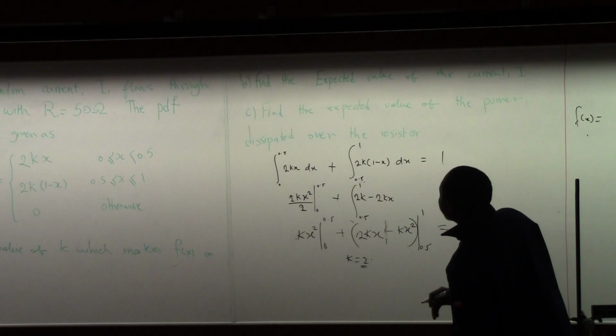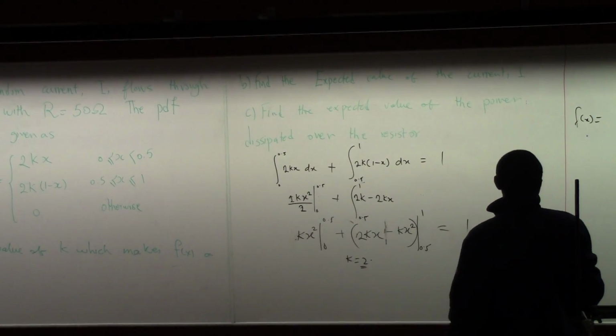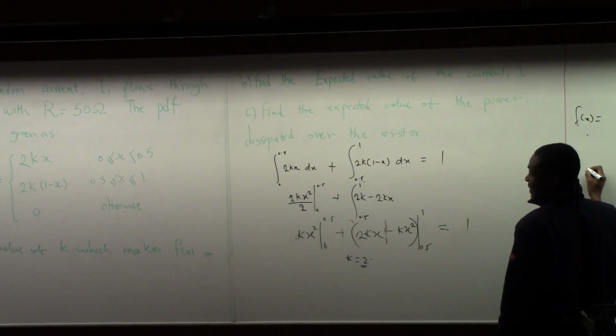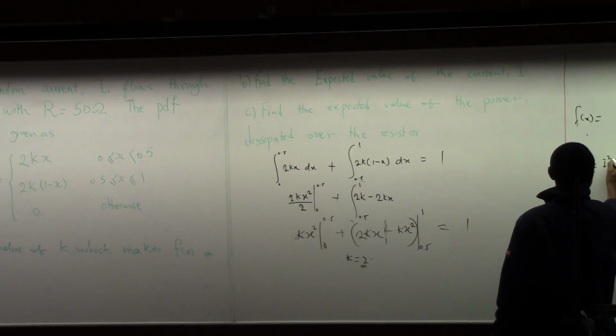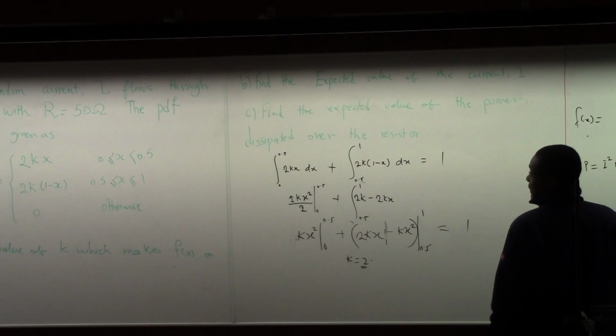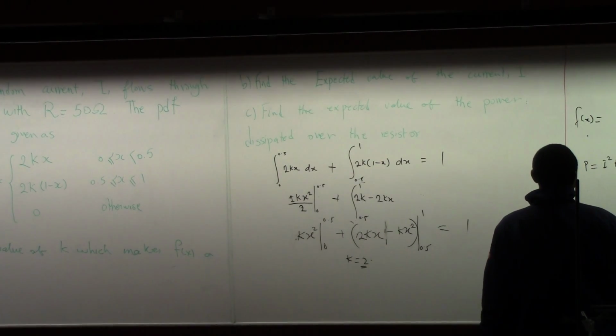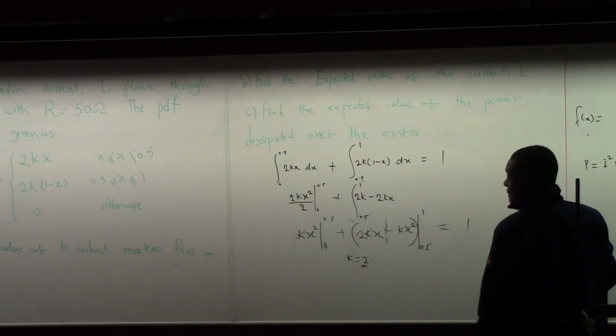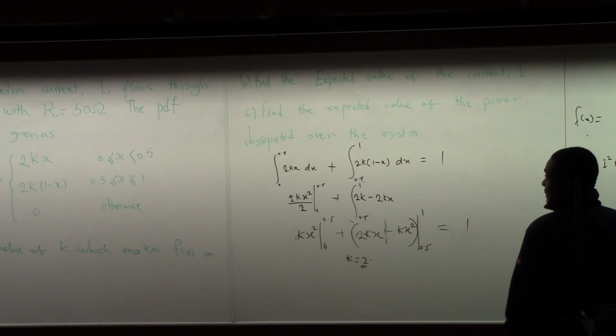Now, solve part C. What is the expected value of the power? The power is P equals I squared R. And in the exam, we give you the formulas. Or if we don't, and you don't remember how to calculate power, you can ask, no problem with that.